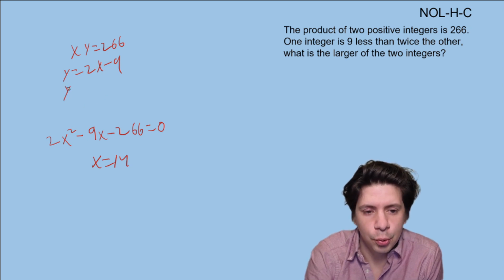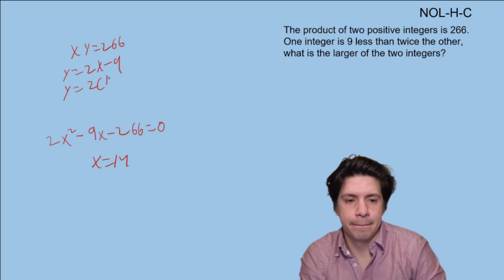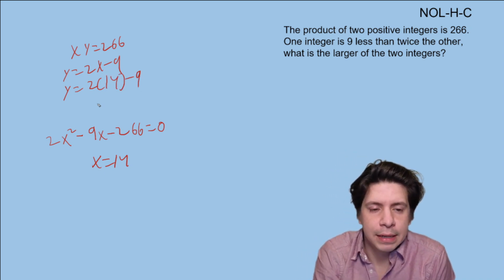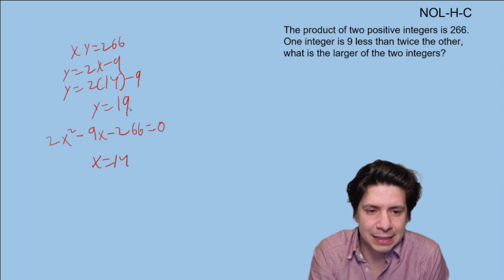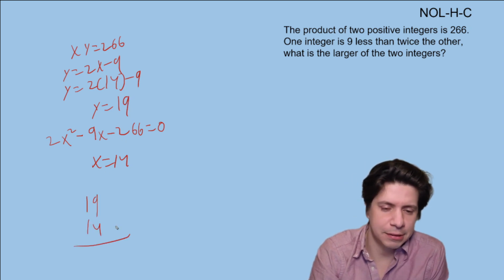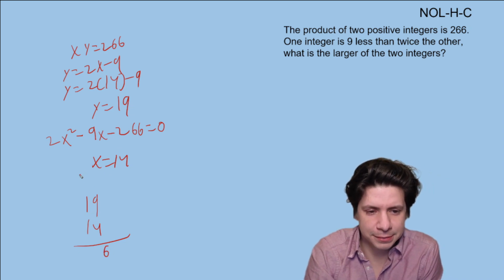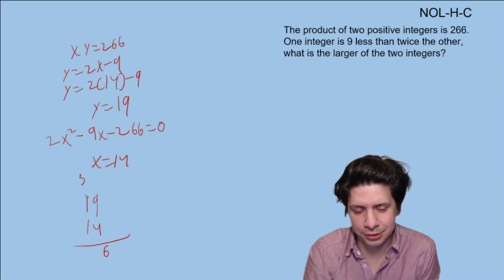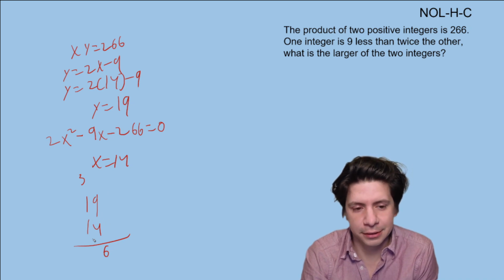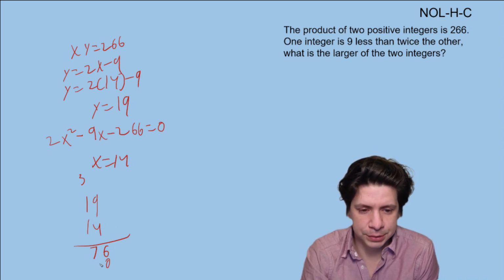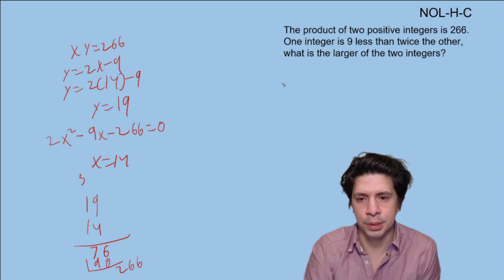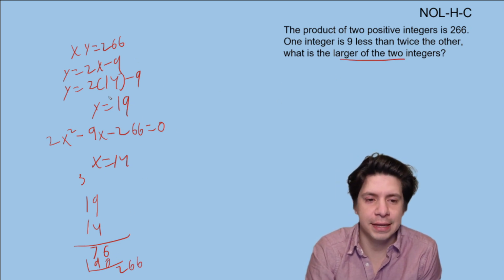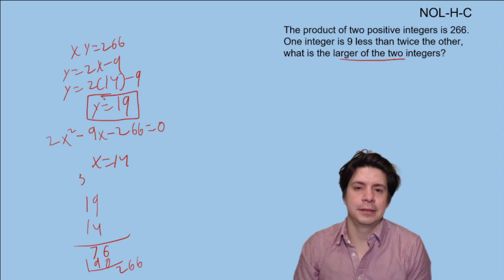So I'm going to get y equals 2 times 14 minus 9, which gives me y equals 19. And if I do 19 times 14, all right, let's work that out the old-fashioned way. 4 times 9 is 36. You wouldn't do this on the test, right? You don't need to do that. You just trust yourself. Also, you have a calculator, and that's going to get you 266, right? So it's asking for the larger of the two, so the answer will be 19, okay?